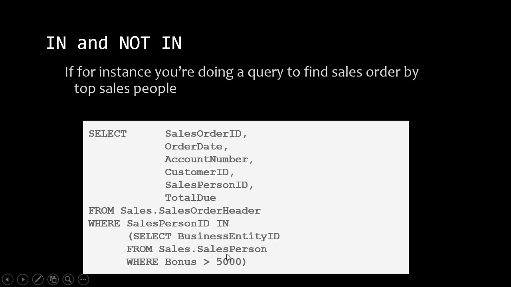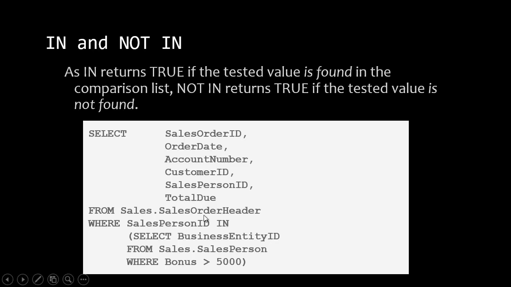It's going to return every business ID, then it's going to compare the salesperson to the business entity ID to see if they're equal. If it finds it, it will then basically render true and bring that back, okay? As in returns true if the tested value is found in the comparison list. Not in returns true if the tested value is not found, just like not exists. Okay? There it is right there.